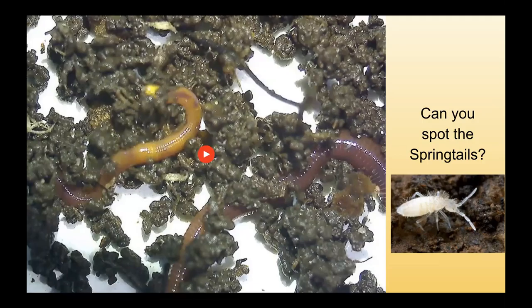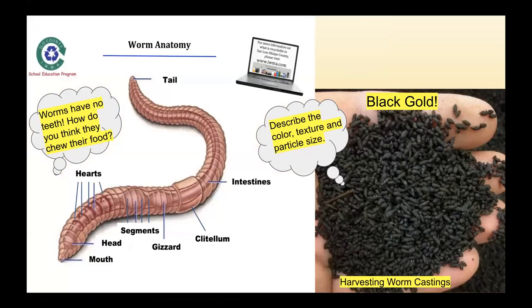And then just some quick things about the worm. Worms don't have teeth. So we have teeth so that we can chew our food. Worms don't have teeth, so they're chewing their food through a special body part called a gizzard. Think about Thanksgiving. During Thanksgiving, you probably ate a turkey gizzard. So turkeys don't have teeth either. They also have a gizzard.